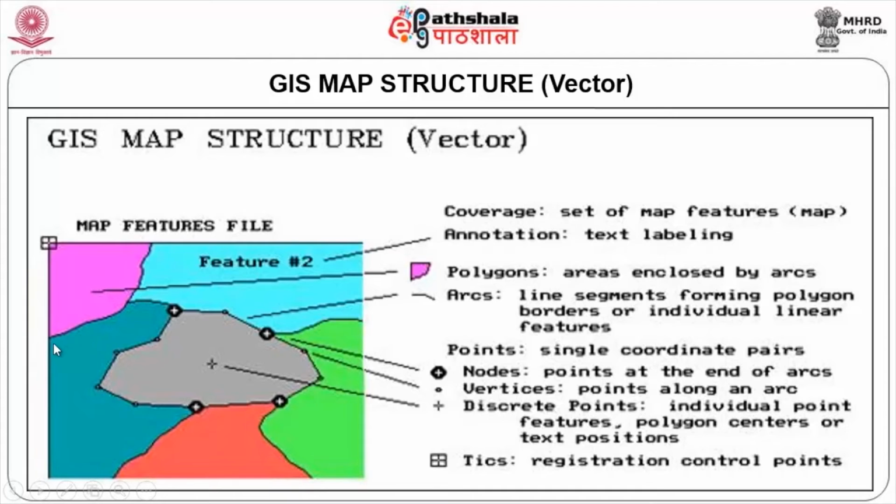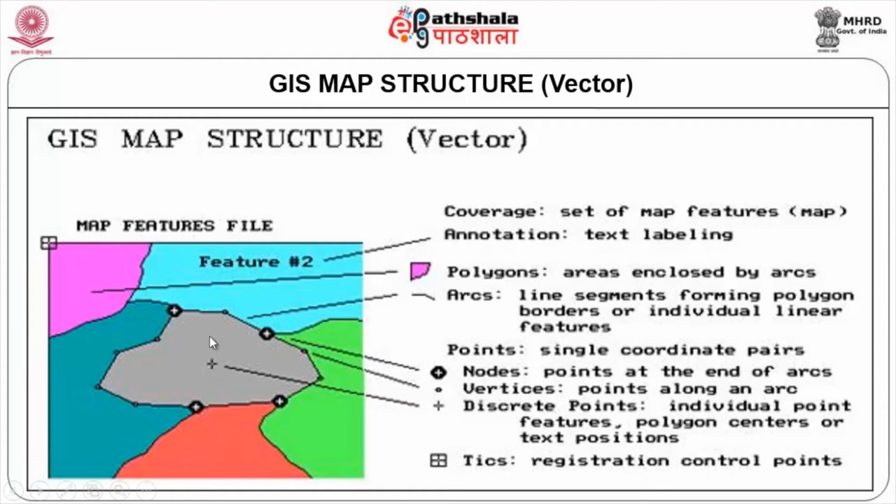It is nothing but line segments forming the polygon borders or individual linear features. Even for example, you can take this one or a street network. Points here, it is nothing but your simple single coordinate pair. This could be point data. This could be a discrete point which may be representing the center of this polygon, or it could also be text detail. If you want to give a position of a text, where you want to put your text data, this will be important here.